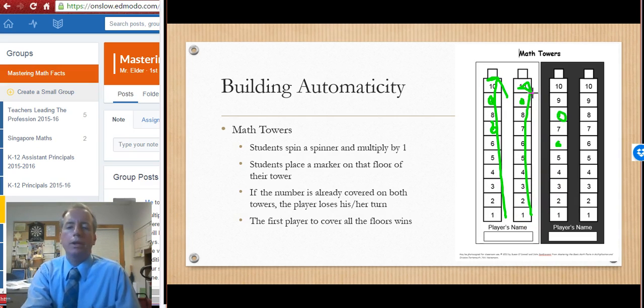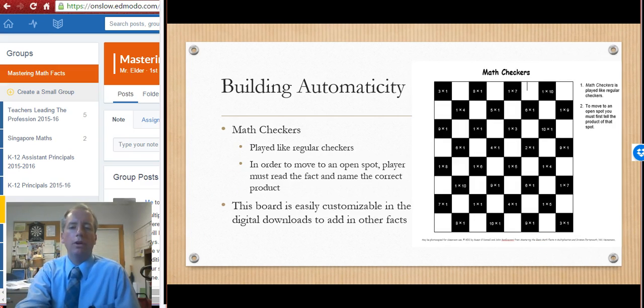So again, it's just repeated practice, and you can see this is going to take, even if I just got lucky and got 10 straight in a row, it would still take me 10 times practicing my multiplication facts. And with a partner, we could go back and forth on that. So we're trying to cover all our floors.